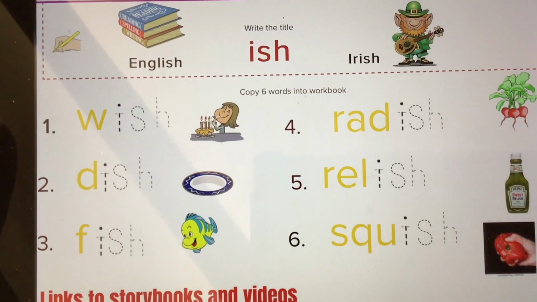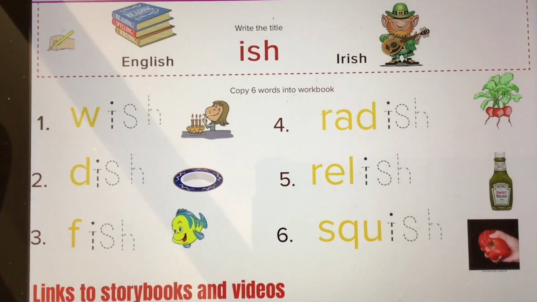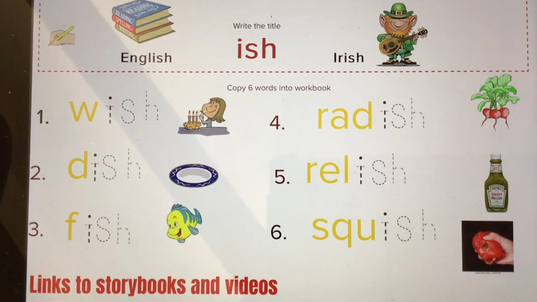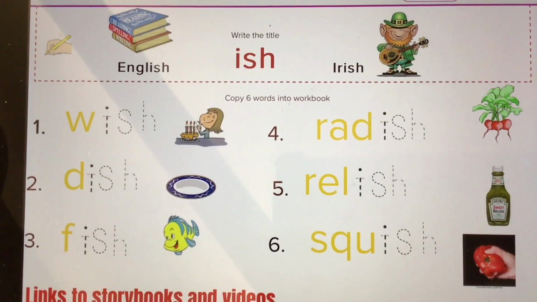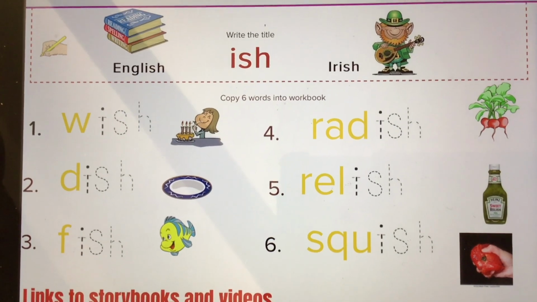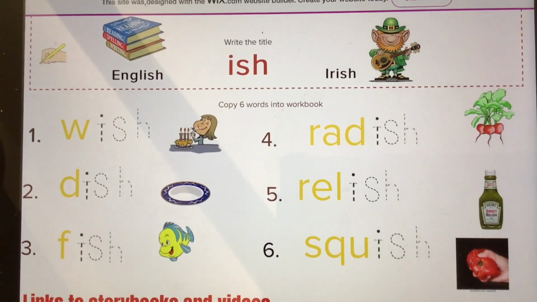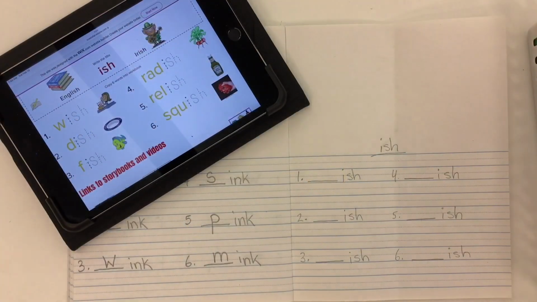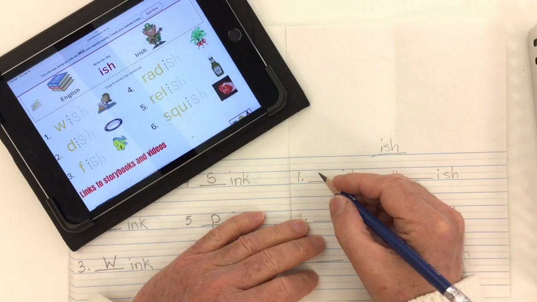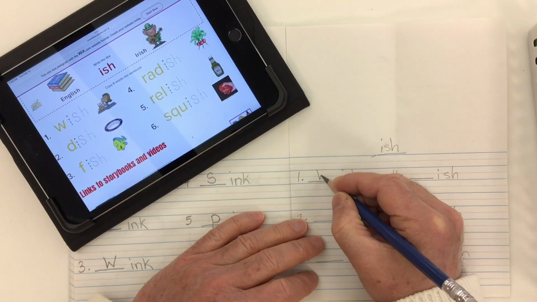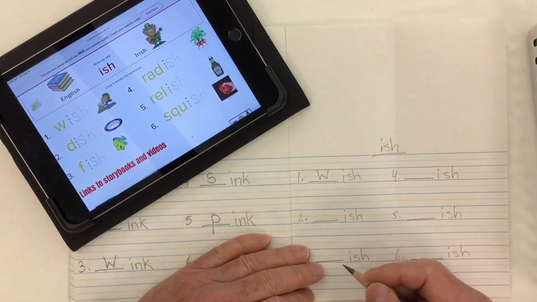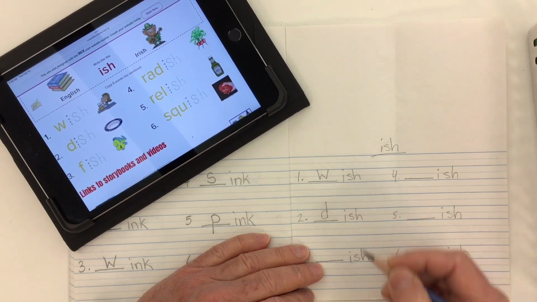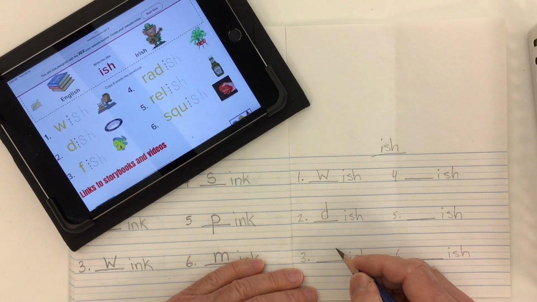Let's take a look at some words that end in ish. We have words like wish, dish, fish, radish, relish, squish, English, and Irish, and many, many more. All right, let's go ahead and put in our missing letters. Number 1 is wish. Wish. We need a W. Wish. Number 2 is dish. Dish. We need a D.